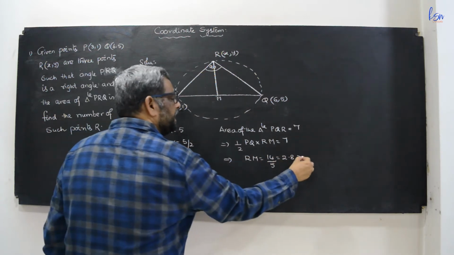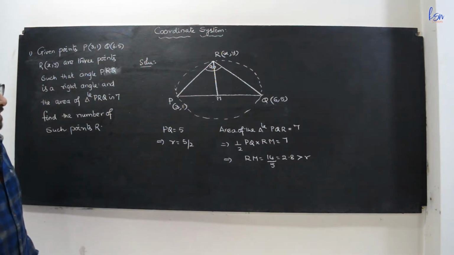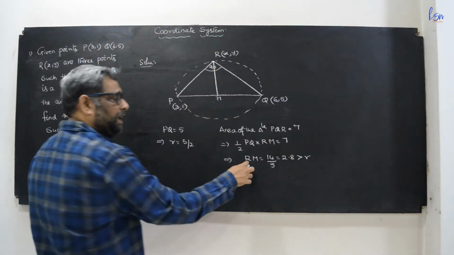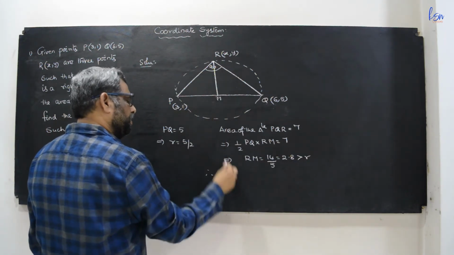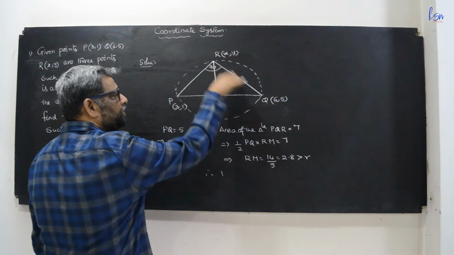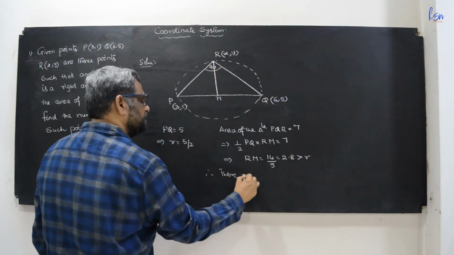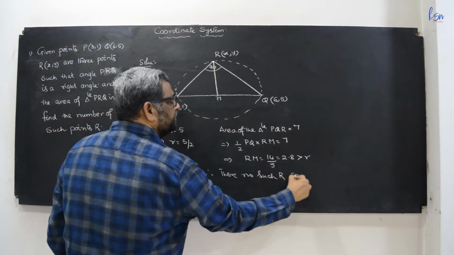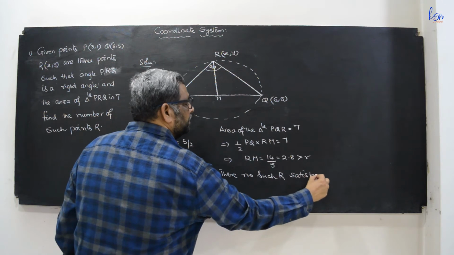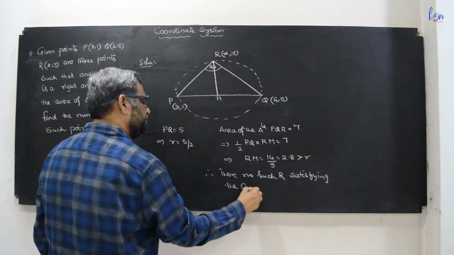It is more than the radius. So RM is more than the radius, which is not possible here. Therefore, such a triangle PQR cannot be constructed. Therefore, there is no such R satisfying the conditions.